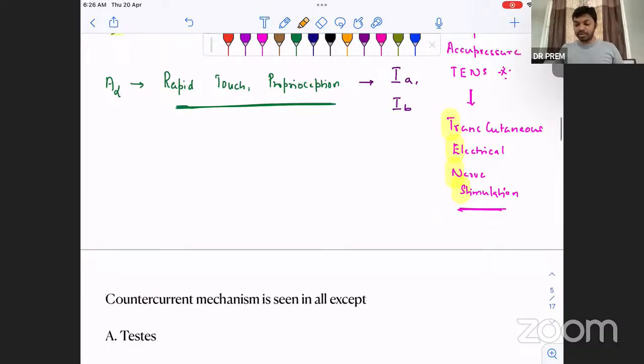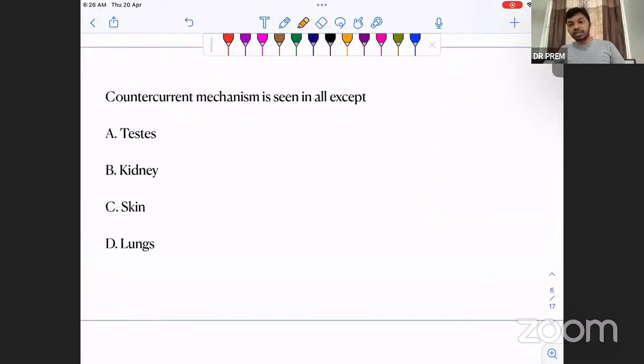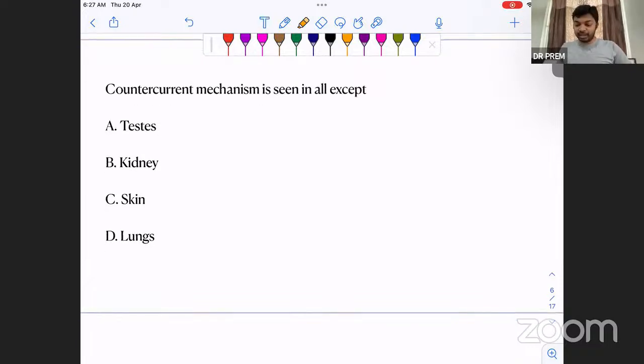Countercurrent mechanism. Countercurrent mechanism is seen in all structures except: option A, testis; B, kidney; C, skin; D, lungs. Now, any idea what could be the answer? It's a straightforward question. I think you can answer this quite easily. The structure which does not have countercurrent mechanism. People, it's a simple question anyway. The right answer for the question is going to be option D. Very good, Dr. Srikanth. Lungs does not have countercurrent mechanism.